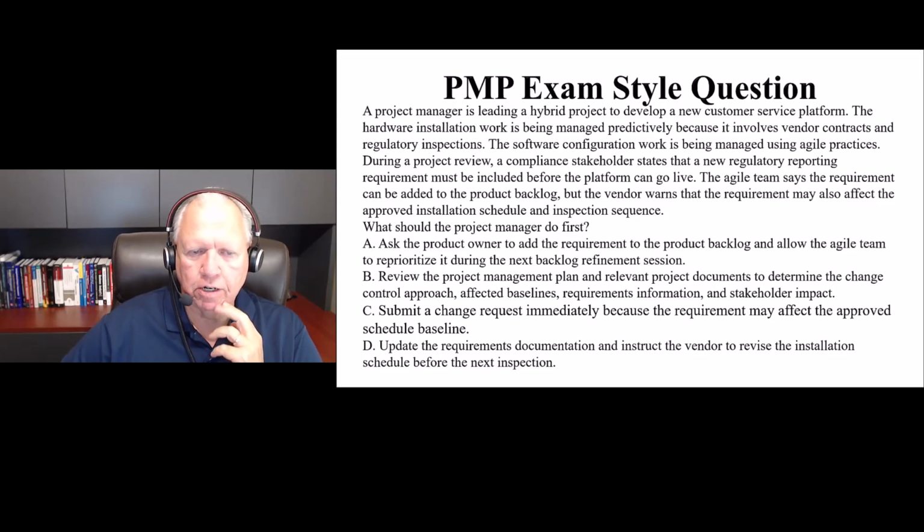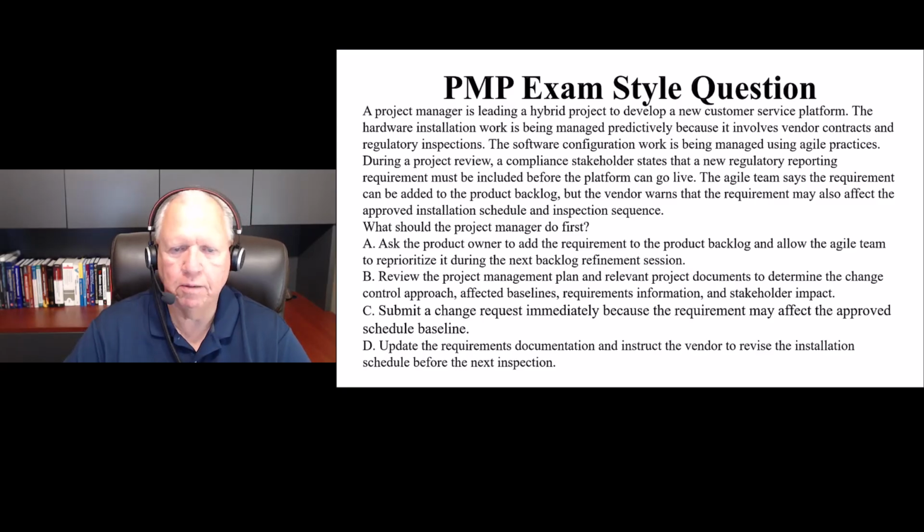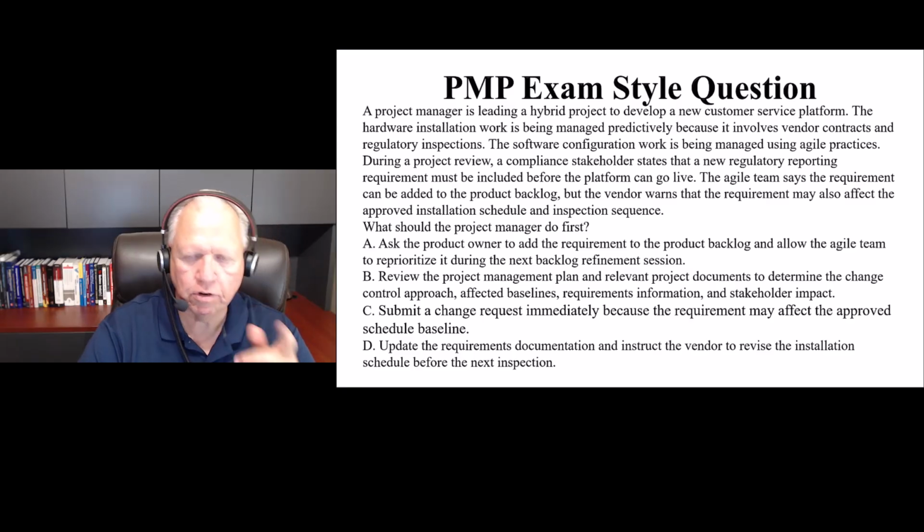A, ask the product owner to add the requirement to the product backlog and allow the Agile team to reprioritize it during the next backlog refinement session. B, review the project management plan and relevant project data and documents to determine the change control approach, affected baselines, requirements, information, and stakeholder impact. C, submit a change request immediately because the requirement may affect the approved schedule baseline. Or D, update the requirements documentation and instruct the vendor to revise the installation schedule before the next inspection. So take a look at these and see what you would go with. Let's see what the real answer is.